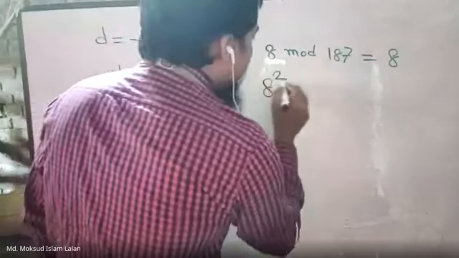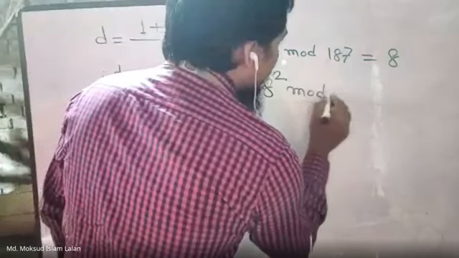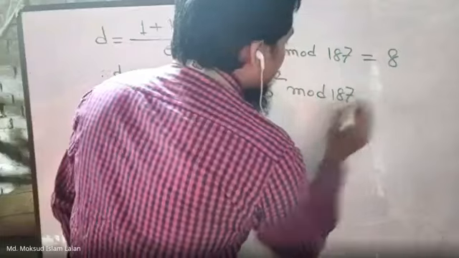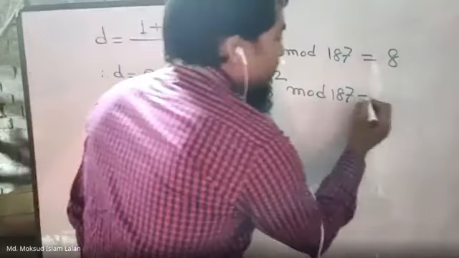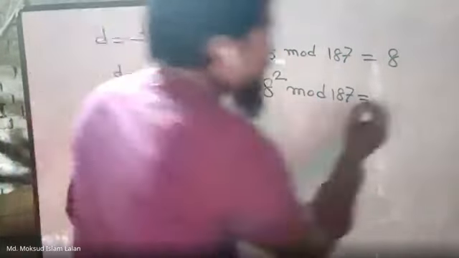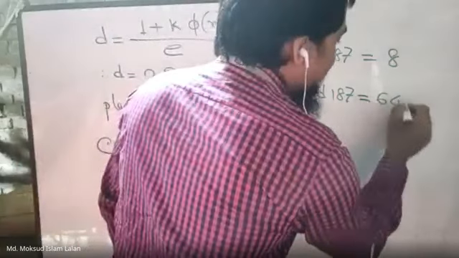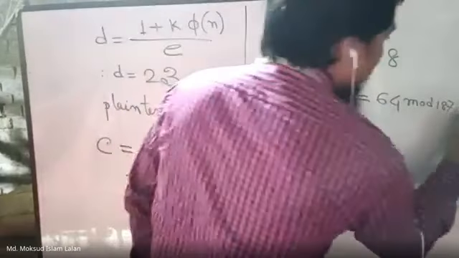Yes, sir. So here, square it. Now we will write 8 square. 8 square means 64, right? This is still less than 187. So the remainder is 64. Do you agree with me?